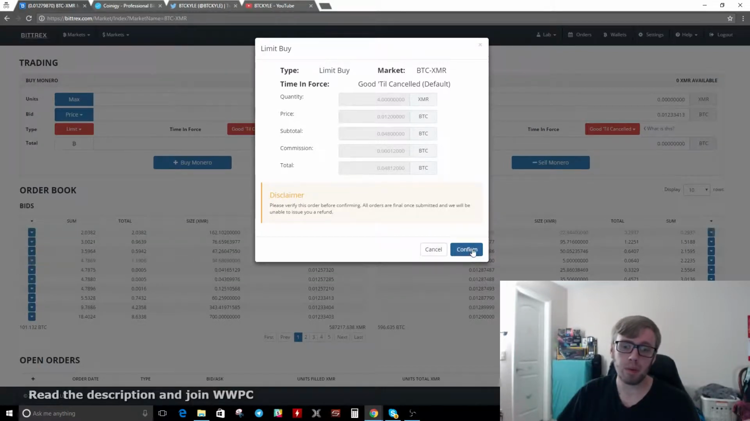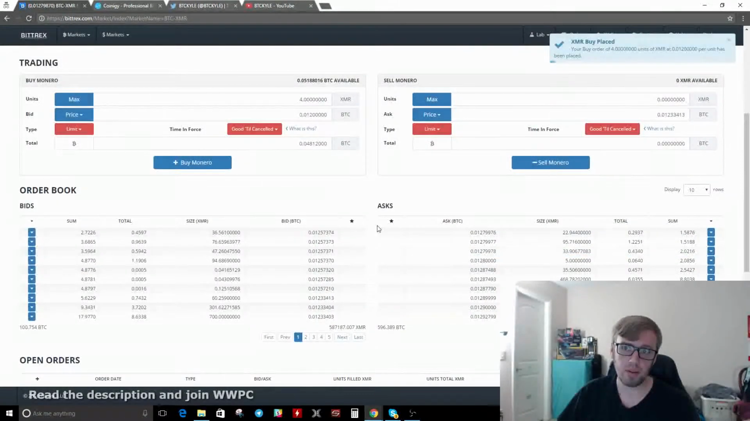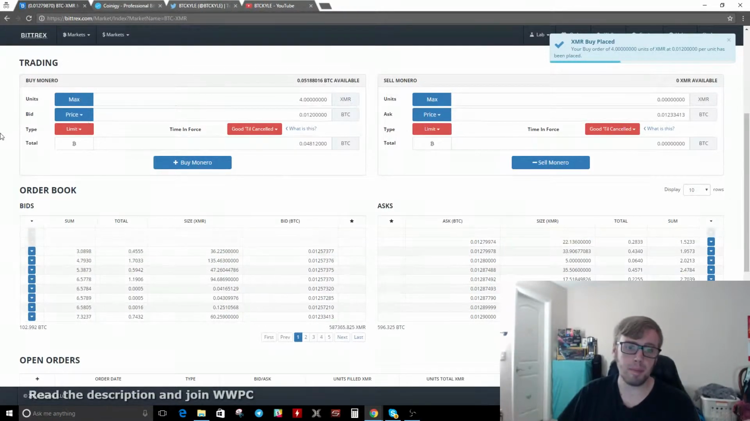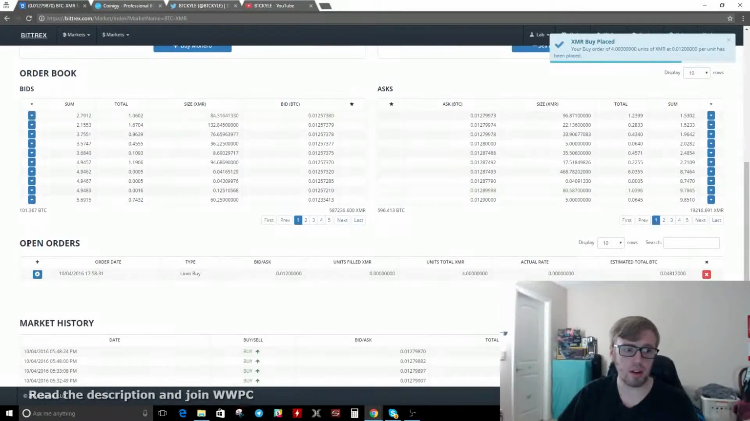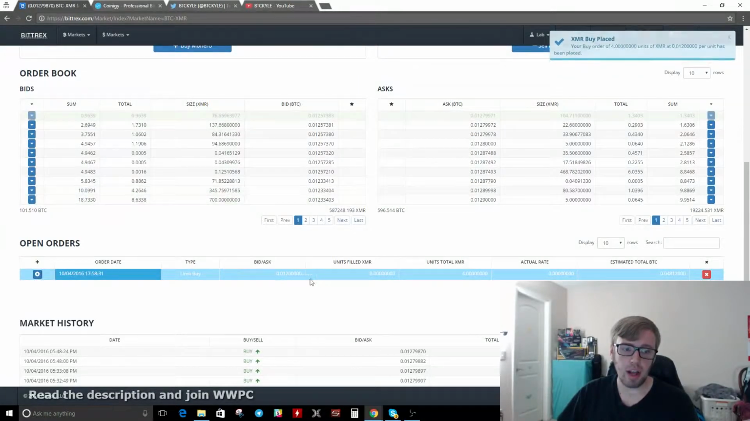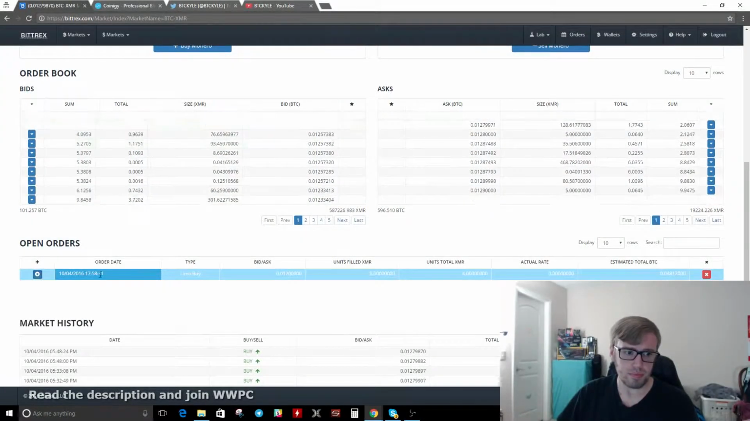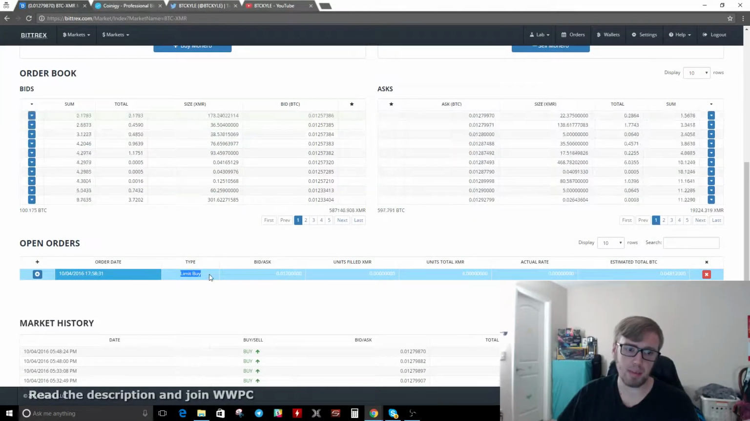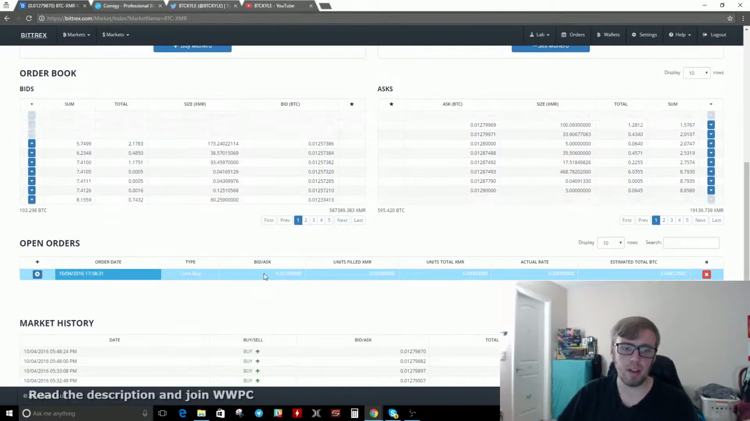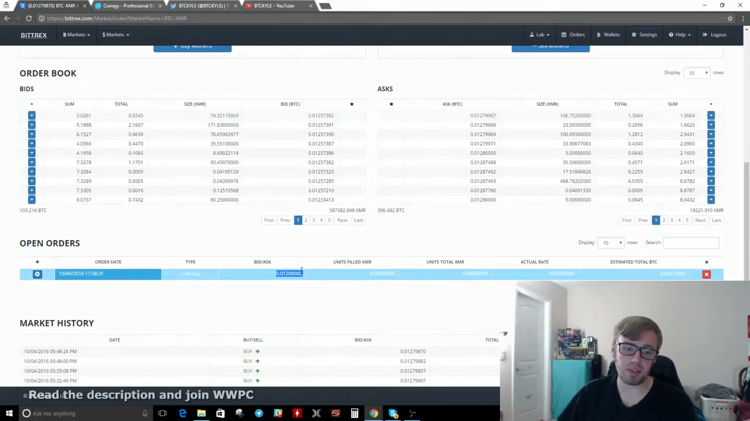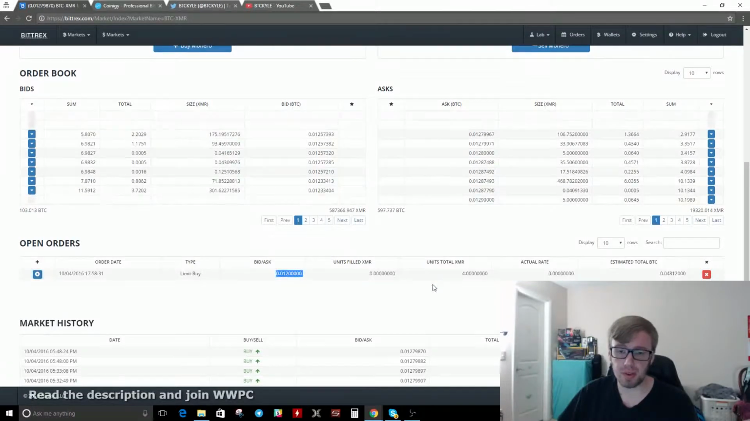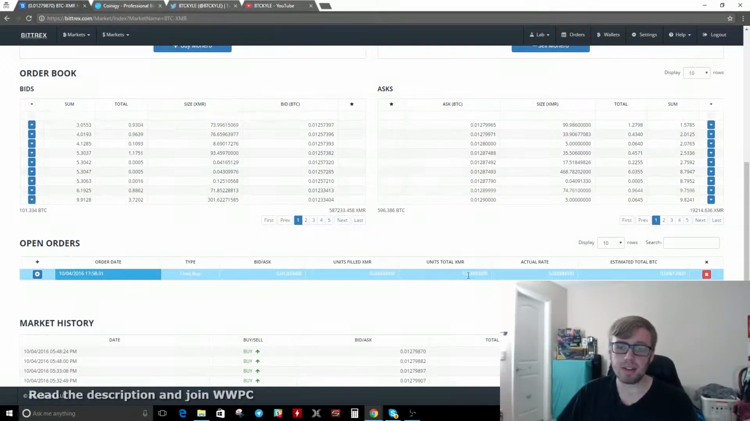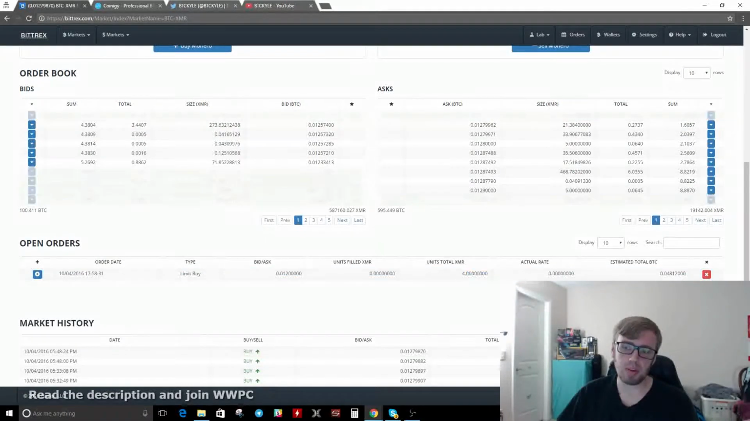Okay. So I'll click confirm right now, right? And it says XMR buy placed, right? If I scroll down here, I should now have an open order, which I do. It's a limit buy. Okay. It's at 120. I'm just taking away the decimal and the 0 there, guys. And it's telling me that I'm trying to buy 4 XMR at that given price. Okay.